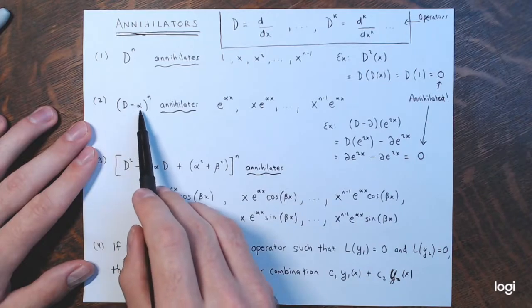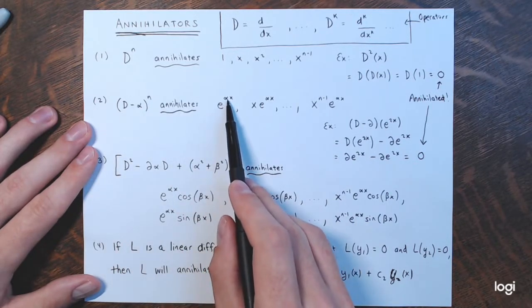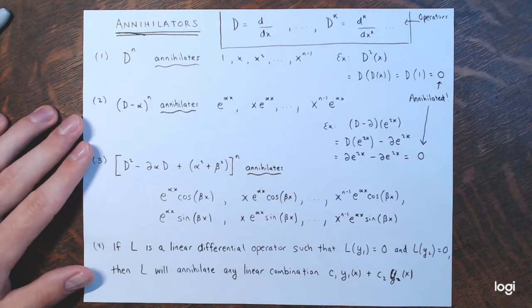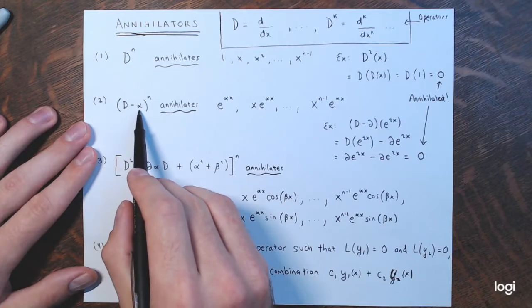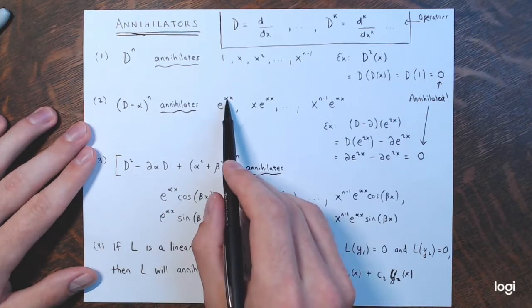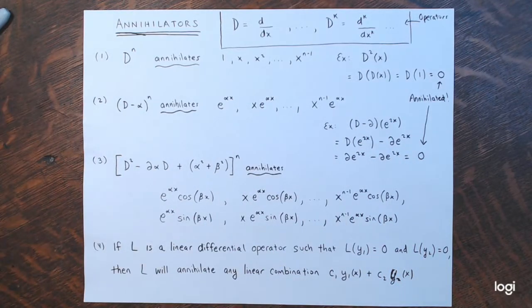And D minus 2 squared would annihilate e to the 2x. It would also annihilate x times e to the 2x, and I'll leave that to you. D minus 2 cubed would annihilate e to the 2x, x e to the 2x, and x squared e to the 2x. And I can keep going with this.